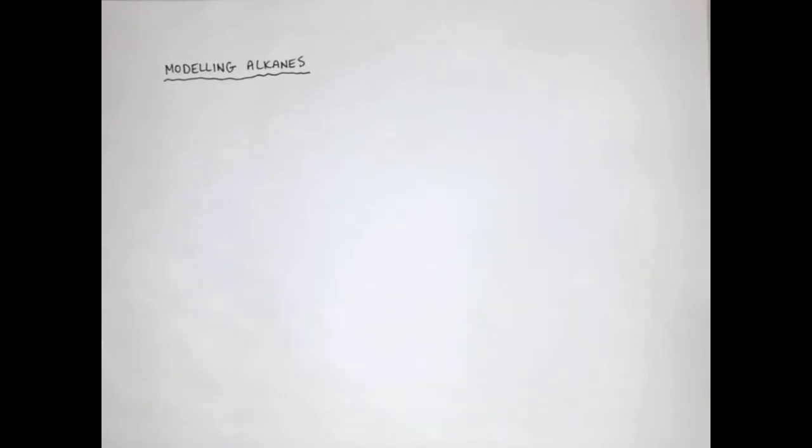Welcome back, everybody. In this video, we're going to learn about different ways that we can model alkanes. Alkanes are the first class of hydrocarbons and thus organic compounds that we're going to examine. For this video, we're going to use the example of a molecule of butane. And we're going to start off by looking at how we model chemicals in general.